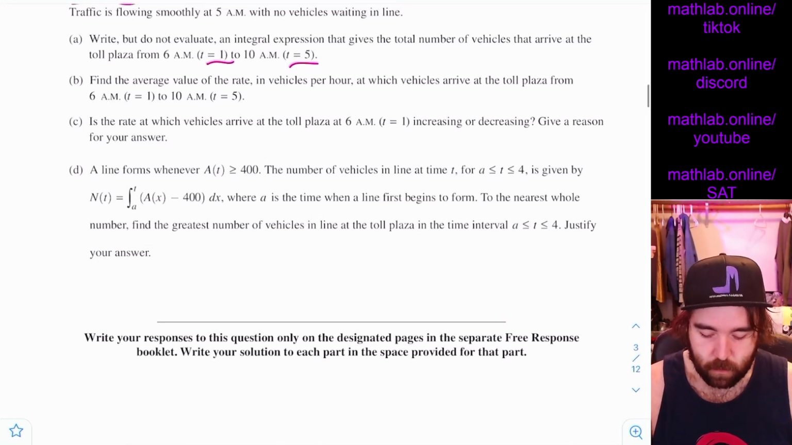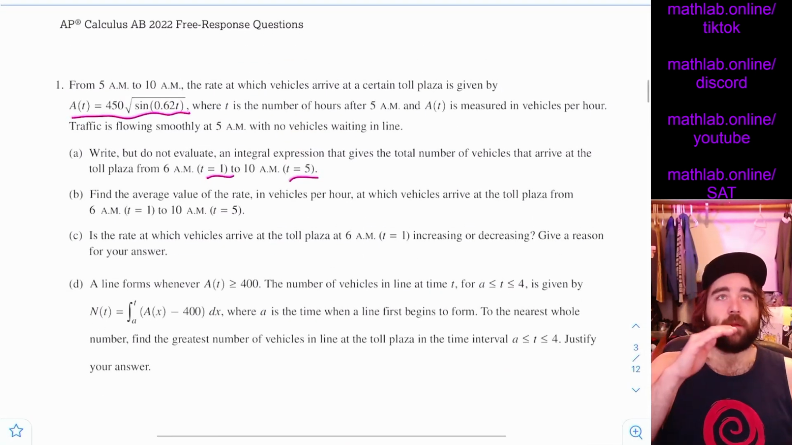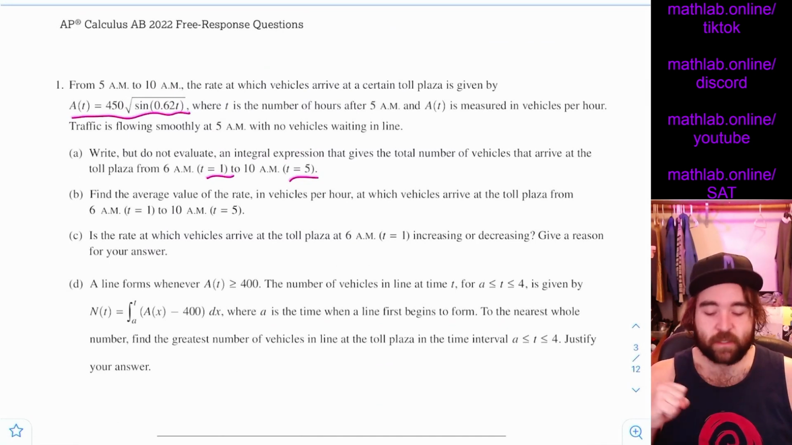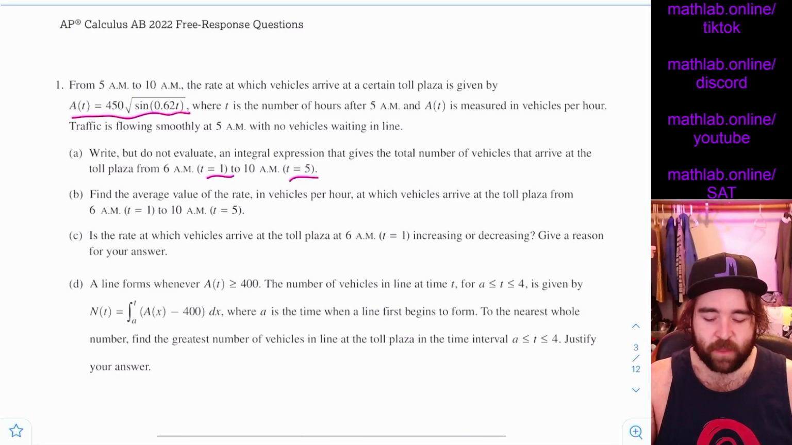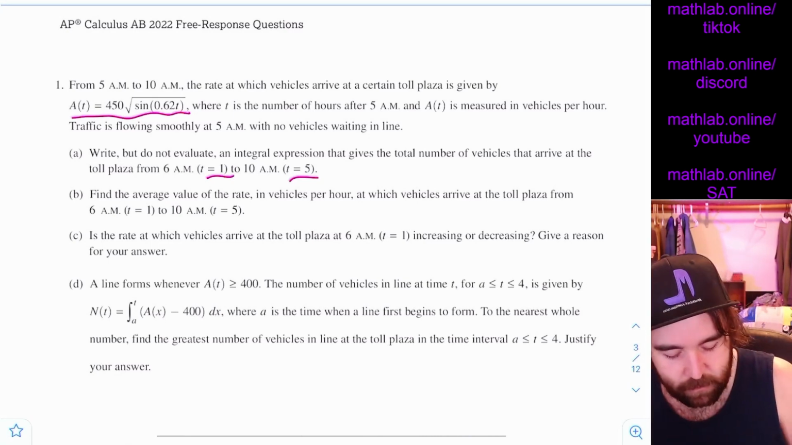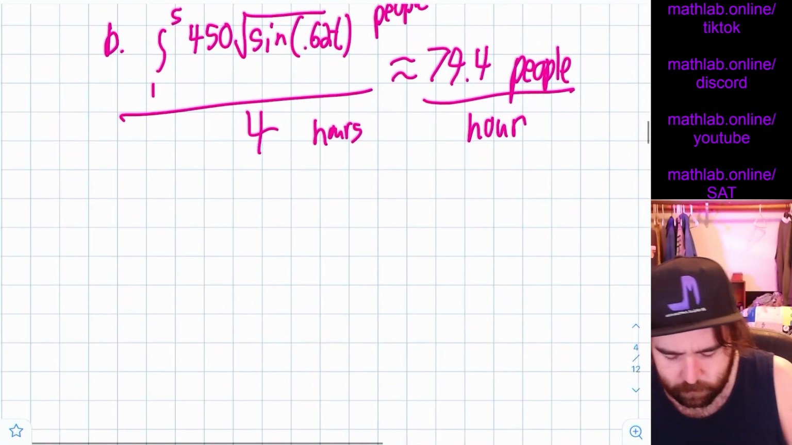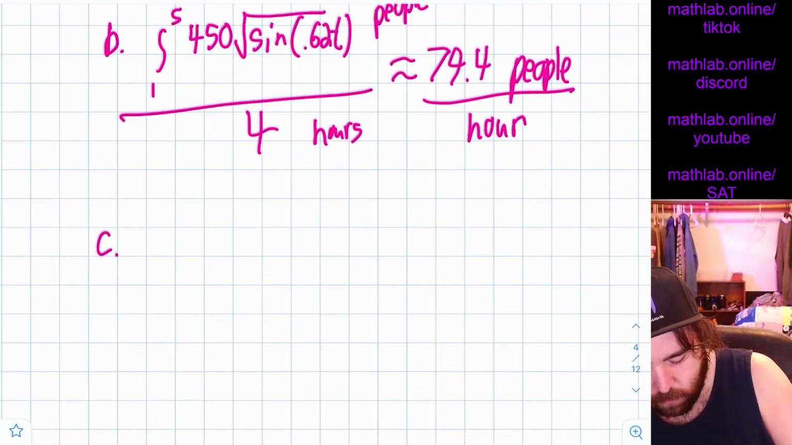So you think if you want to know if a value is increasing or decreasing, you've got to take the derivative, right? So this is the same thing. If we want to know if the rate is increasing or decreasing, we're going to take the derivative of the rate and see if it's positive or negative at t equals 1. So let's come down here.